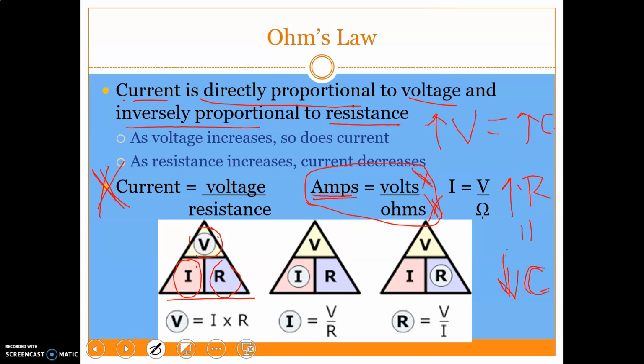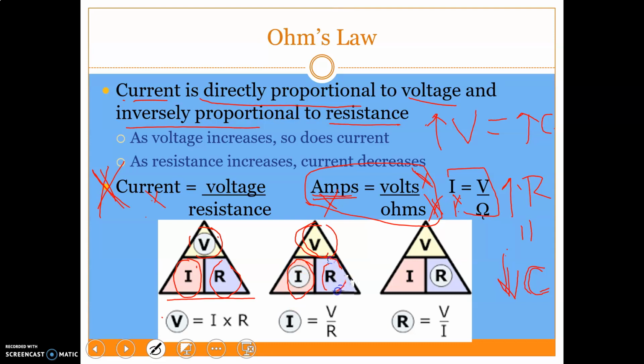And then this is just some letters to also abbreviate that formula. So all of these are the same formula, just written either with the word, the abbreviation, or the letter. And again, we have the triangle with the voltage on top, current, and resistance on bottom.